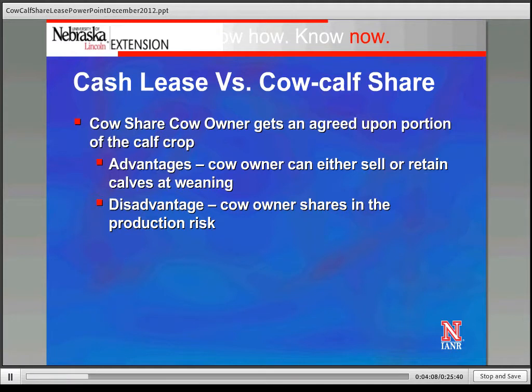If so, for some reason, there would be a lot of death loss to the calves. If prices would go down, they may actually net less dollars in a cow-calf share arrangement versus what they would in strictly a cash lease.